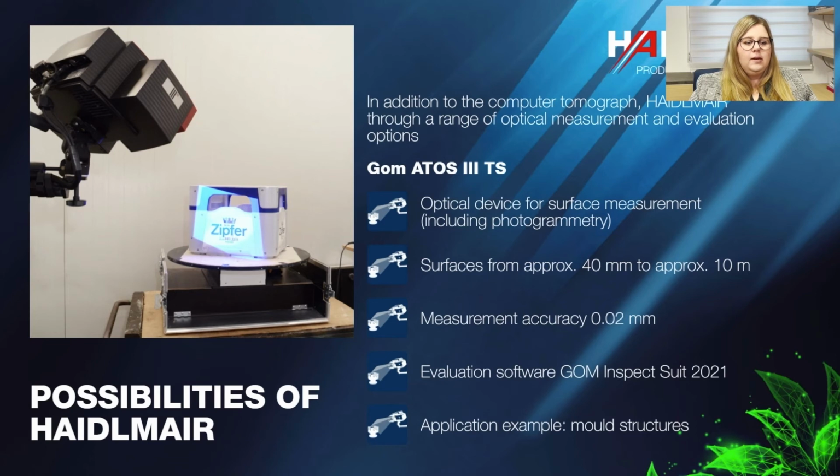It is used particularly for components that are too large for the computed tomograph. Our computed tomograph can only measure components of sizes up to 120 centimeters and a weight up to 100 kilograms. Everything else, unfortunately, is too large or too heavy, and that's when our GOM scanner is used. We can measure components of 40 millimeters to 10 meters with this, with a high accuracy of 0.02 millimeters.